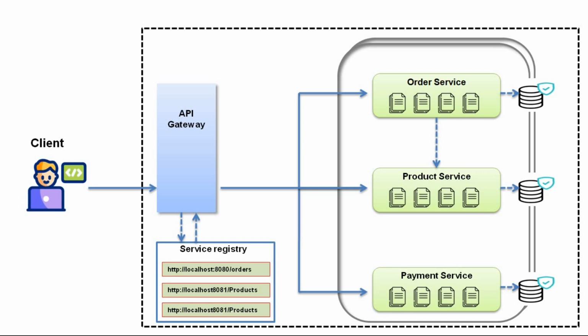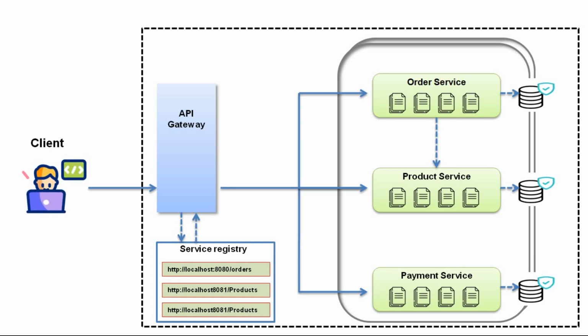So imagine you're building a system with a bunch of microservices, like an order service, a product service, and maybe a payment service. Each one is running separately, maybe on different ports or even on different servers. Now here's the tricky part. How do these services find each other, right? We can't go around hard coding IP addresses and port numbers in every service. That will just become a big mess, especially as the system grows.